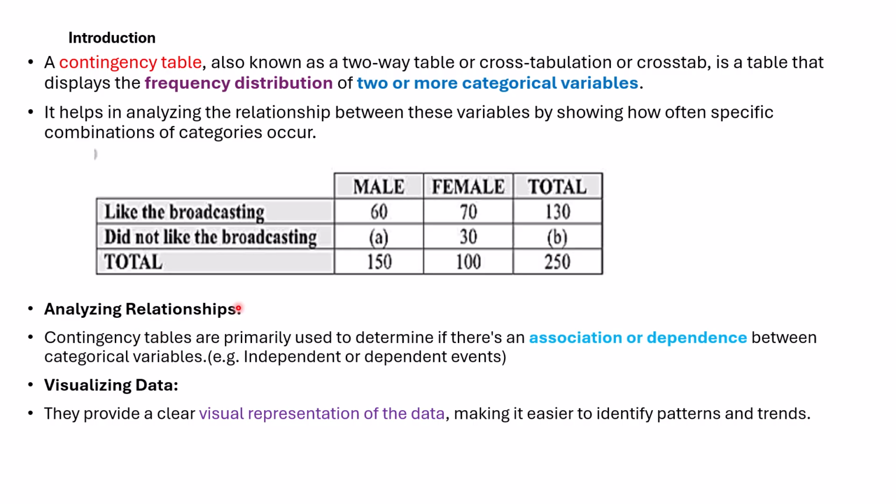Analyzing these relationships, contingency tables are primarily used to determine if there's any association or dependence between these variables. So we can check whether being male and liking the broadcasting are independent or dependent events. The visual representation of this data makes it easy for us to identify patterns and trends. So that's what it looks like.